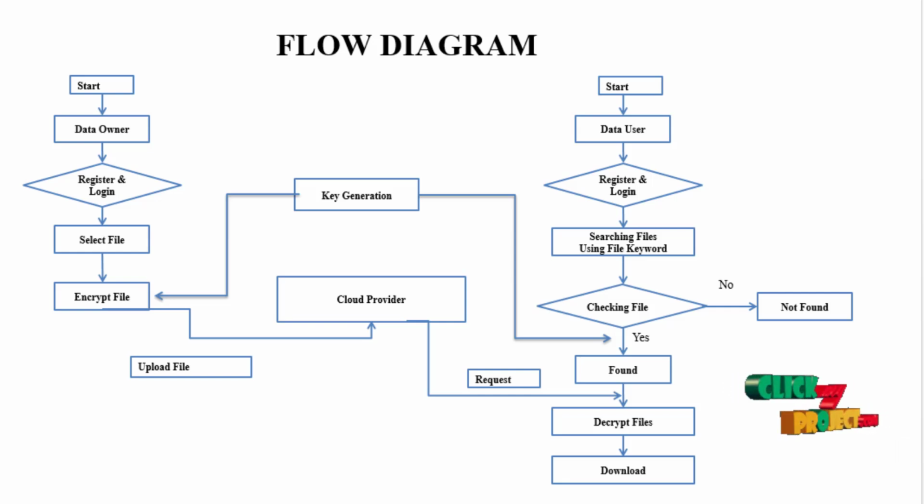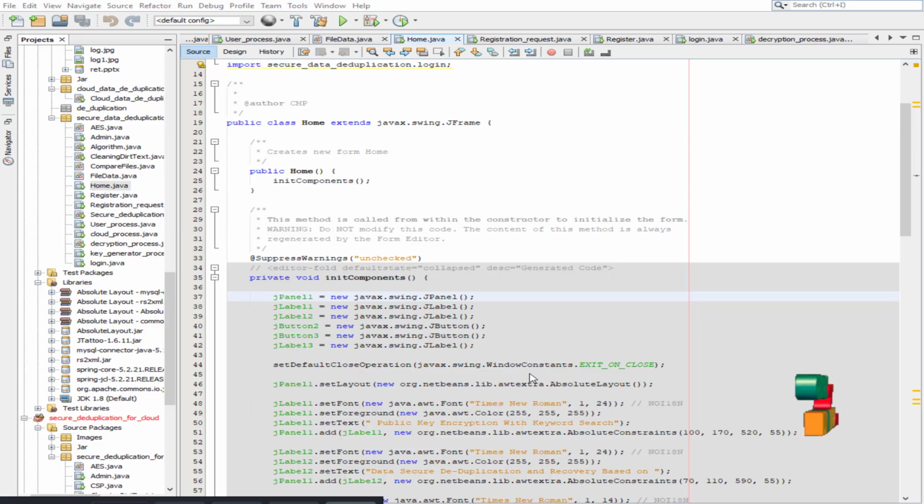If it is available, the user can send the decryption request to the cloud server. After getting the request acceptance, he can send the request to the key generator for decrypting the encrypted file. After getting the key, the user can download their file. Now we see our output.